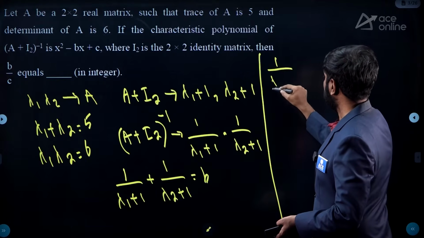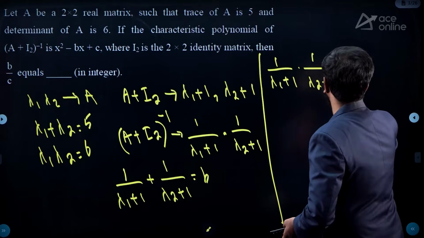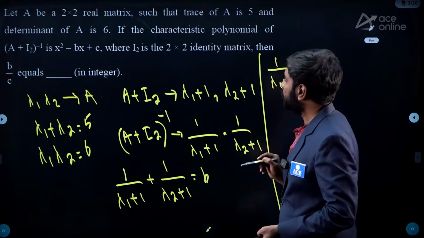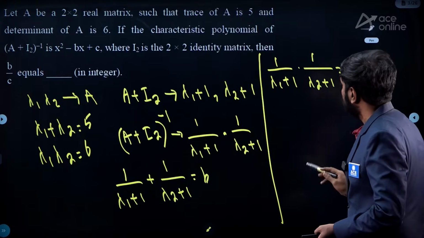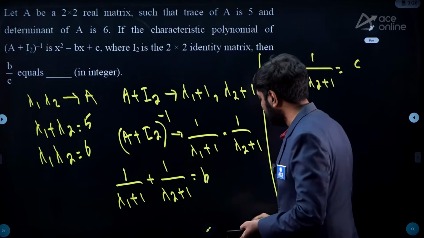Keep this as reference. Let's talk about the product of the roots. So 1 by (lambda 1 plus 1) into 1 by (lambda 2 plus 1). According to the polynomial, the product of the roots would be directly c. Now we have this and this. Let us try to simplify this.